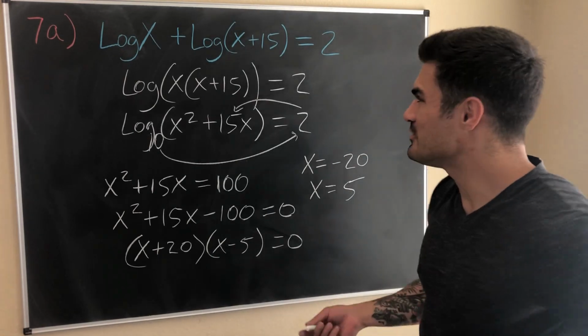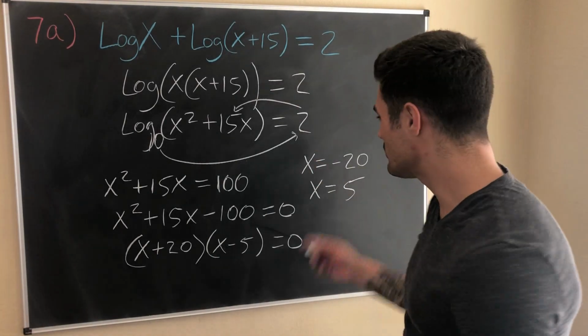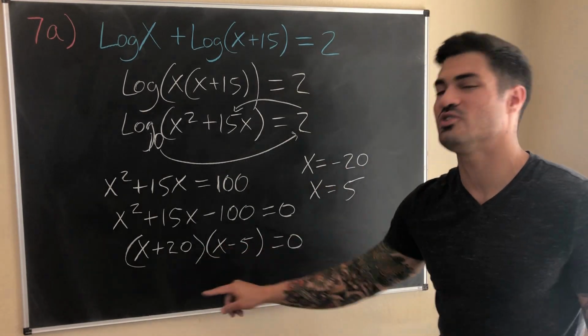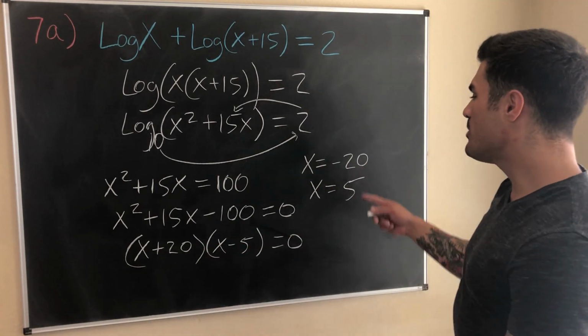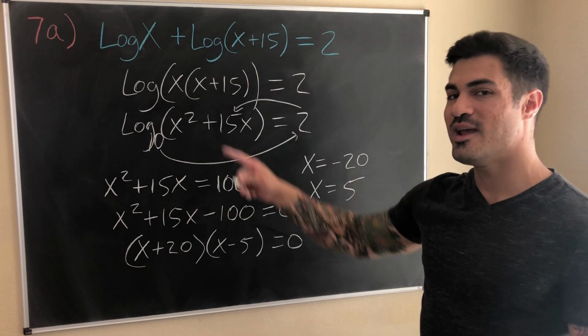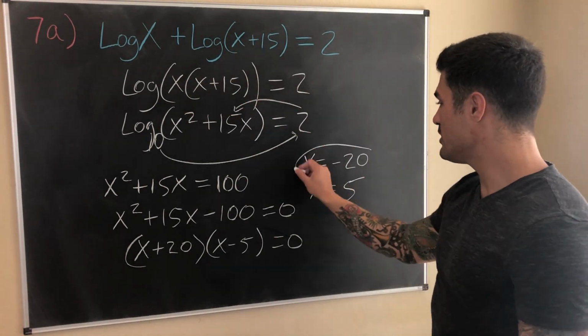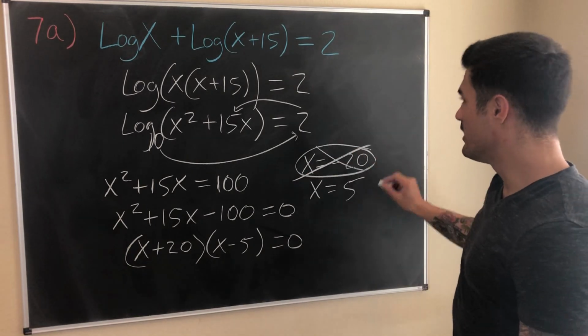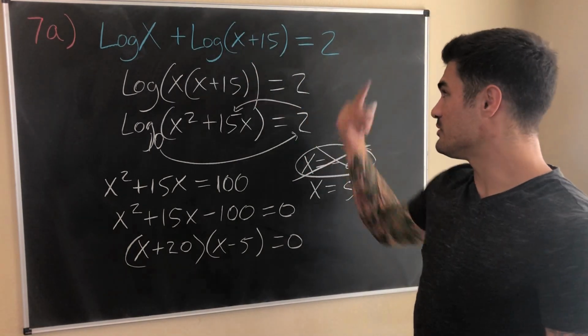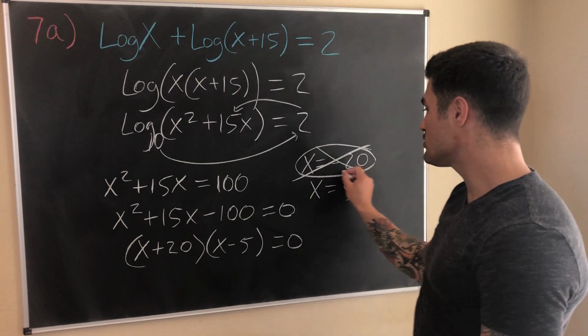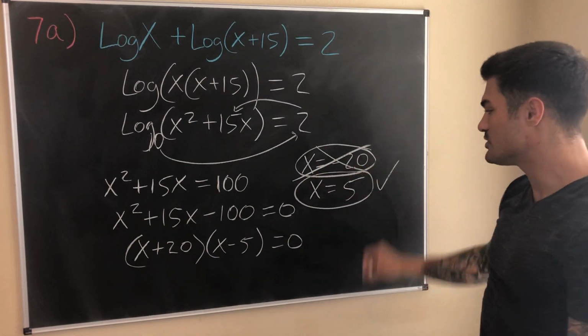But wait, remember what we have to do with these log equations? We have to go back and double check our answer, especially when we have these quadratics that we end up with. Go back, double check, make sure you don't create any zeros or negatives inside either of these logs. This negative 20, this is bad news, right? I can't plug these into either of those logarithms. I have to throw that answer out, so I actually just have one solution, x equals 5.